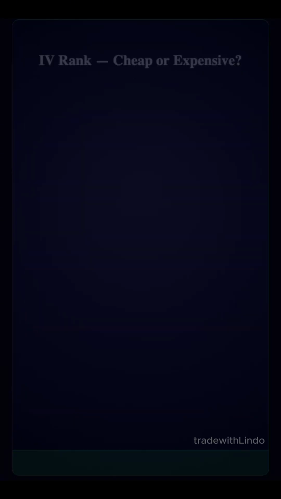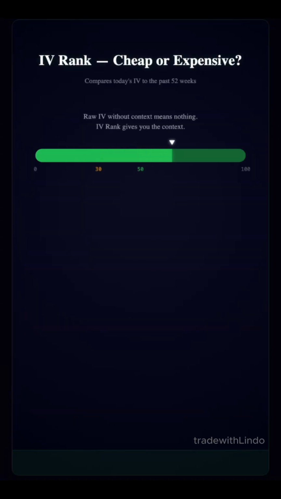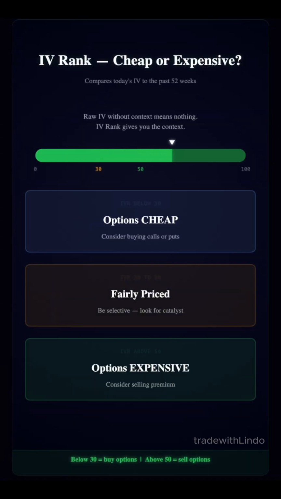There is one problem with just looking at raw IV. Is 30% IV high or low? For Apple, 30% might be extremely high. For a biotech stock, 30% might be very low. You need context. That is what IV Rank gives you. It compares today's IV to the past 52 weeks of that same stock. Below 30 means options are cheap for this stock. Above 50 means options are expensive. It is the one number that tells you instantly whether to be a buyer or seller.